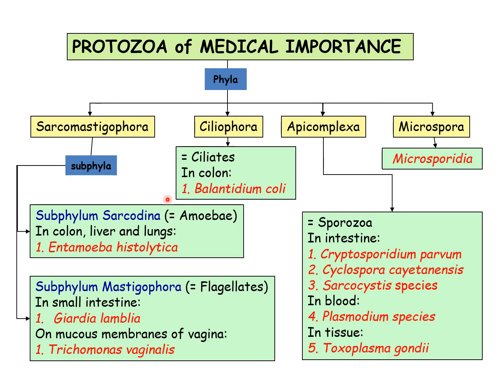For recall, Entamoeba histolytica and Giardia lamblia are grouped under the phylum Sarcomastigophora. Entamoeba is under Sarcodina, which moves using pseudopodia, while Giardia lamblia is under the subphylum Mastigophora, and their movement is with the help of flagella. And Giardia lamblia is a pathogen of the human intestines.